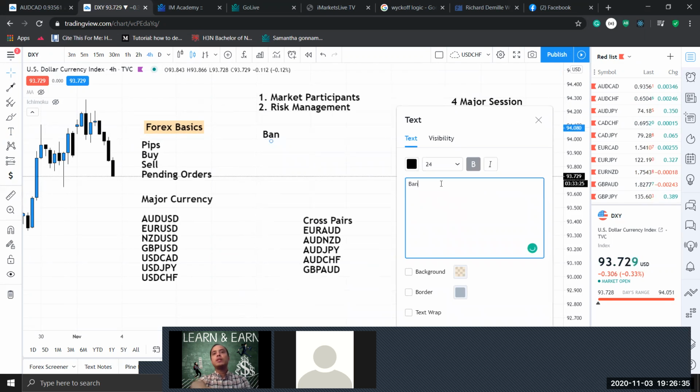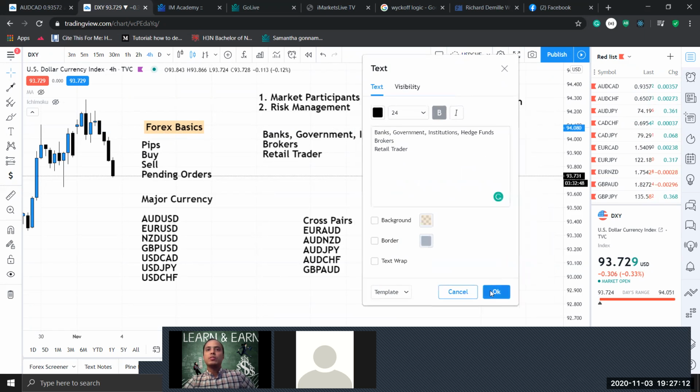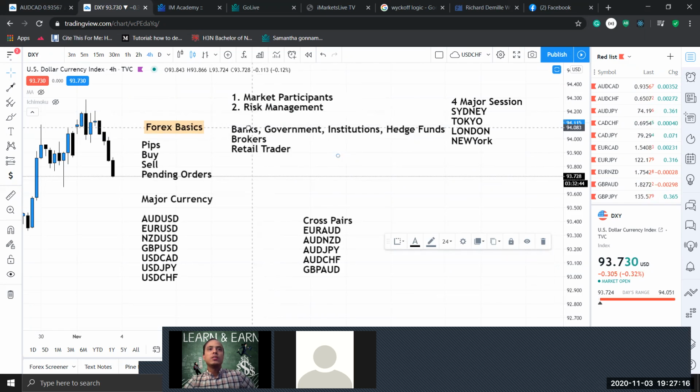The market participants are banks, governments, institutions, hedge funds, retail traders. Basically, as we are retail traders, we come in last. Brokers, retail traders, yeah. So these are most of the basic market participants: banks, governments, institutions, hedge funds, brokers like our brokers, IC Markets. Some of you might have FXCM. They are also major players in the market, and the retail traders.